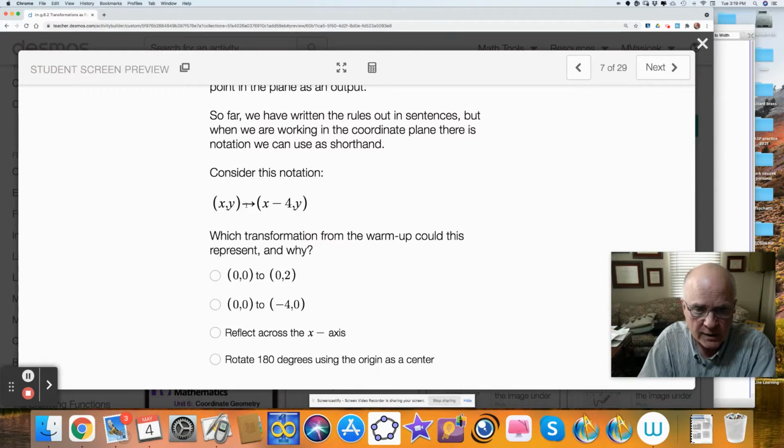So point (x, y) maps to this other point. It's going to be a coordinate, and the coordinates are defined. The x coordinate is defined as whatever the x coordinate was before, minus 4. And the y is going to stay the same.